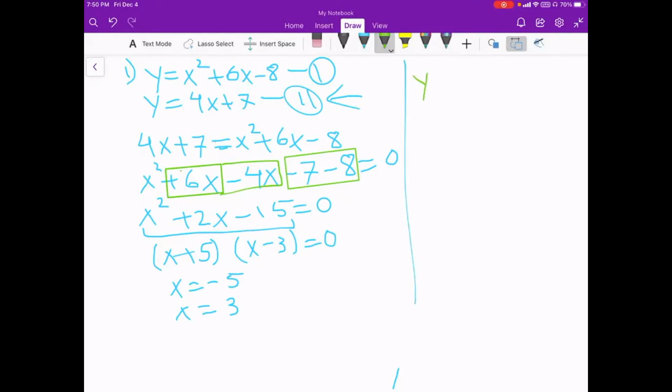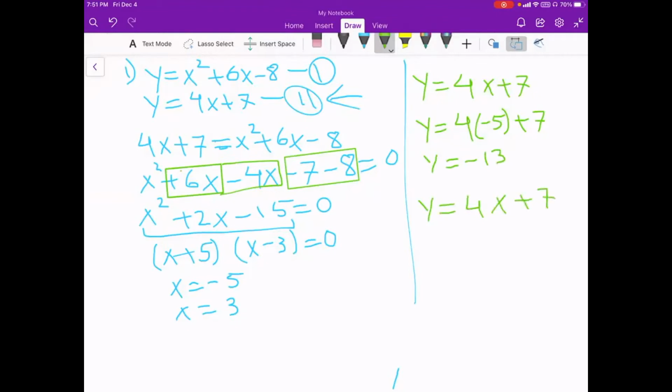So y is equal to 4x plus 7. Well, y should now equal 4 times, instead of x, I'm going to write negative 5 plus 7, and then I'm going to go ahead and simplify that. So now y is equal to negative 13, and again, y is equal to 4x plus 7.